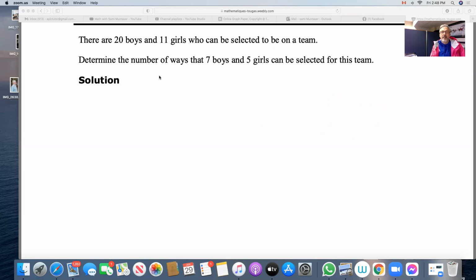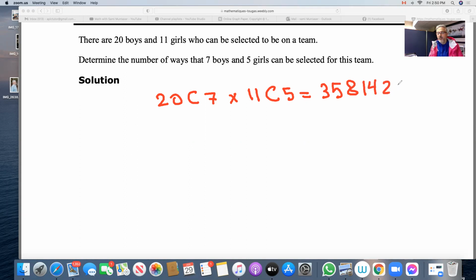And with combinations, if you want to find out how many ways you could choose 7 boys and 5 girls to be selected on this team, you go to the 20 boys and choose 7, times, from the 11 girls, you choose 5, and you find the answer. And you multiply, because you're choosing 7 boys and 5 girls. Always when you're doing permutations and combinations, if it's "and," then you multiply. If it's "or," then you add. So here you're choosing 7 boys and 5 girls, so therefore you multiply. And the answer is 35,814,240 ways you could do this.